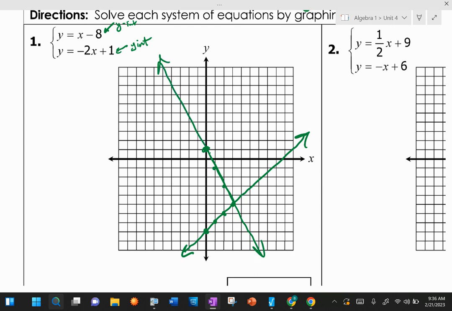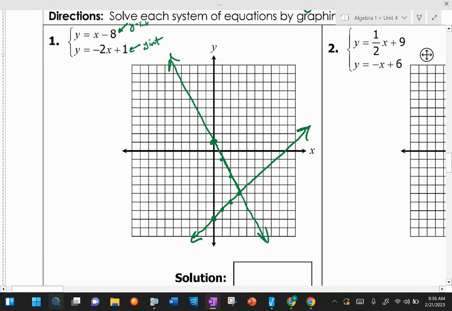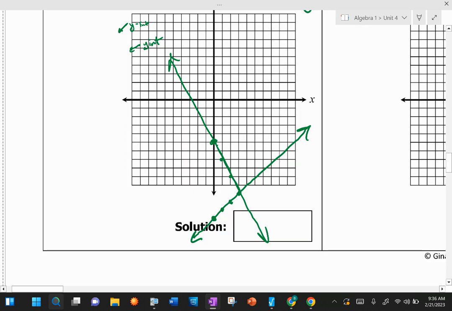Now, I have a handful of rulers. I'm not super concerned with it, but you want to make sure your lines are at least straight enough that you can reasonably assume which point we're intersecting. So what point are these two lines intersecting at? Are you guessing? I think it's 3, -5. No problem. So your solution for this is (3, -5).